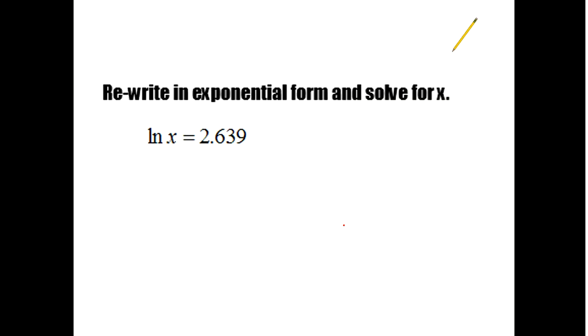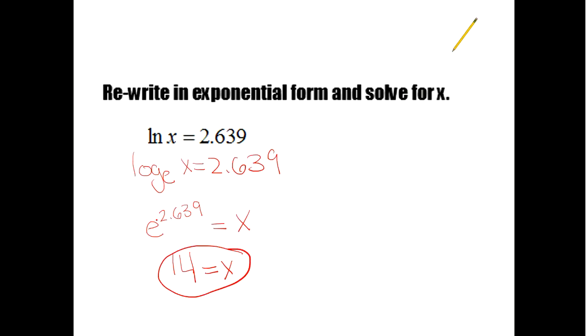Let's try the next one. ln of x equals 2.639. So ln is the same as log base e. So all I'm doing is just substituting an equivalent form in. Now let's convert to exponential form. So e to the 2.639 has to equal x. That's what it looks like, right? Well, you guys have practiced finding e to a number, so go ahead and type that into your calculator quick. And you get like 13, really close to 14. So I rounded up to 14 equals x. So e to the 2.639 is 14, excuse me.